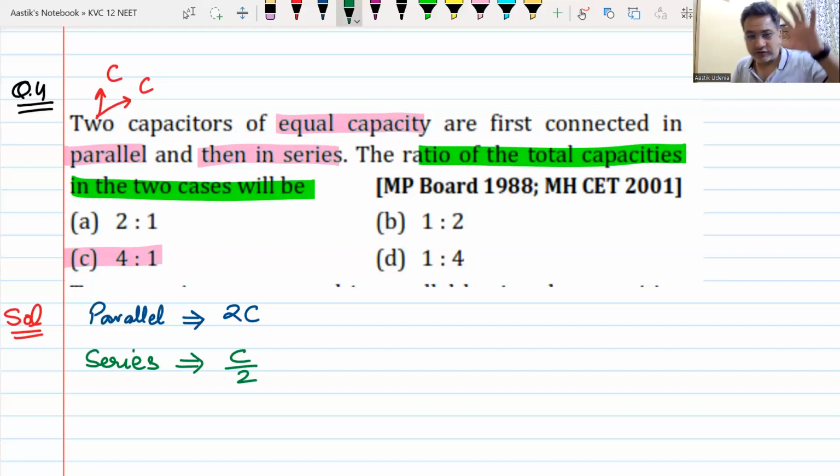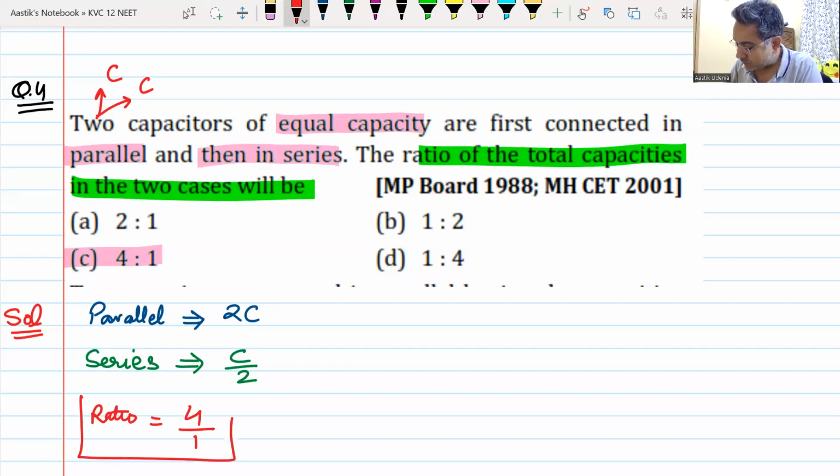Then you have to find the ratio of parallel combination to series combination. You divide 2C by C by 2. So your final answer is definitely 4 by 1, or 4:1, and that is the correct option. The correct option is C, 4:1. Do we understand this? Yes, sir. Everyone understands this?